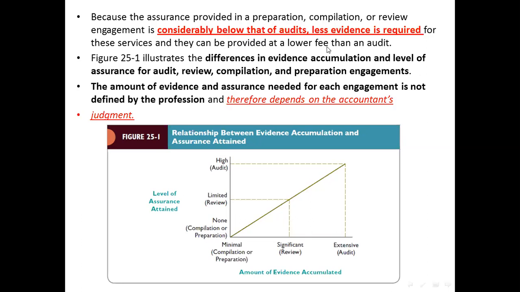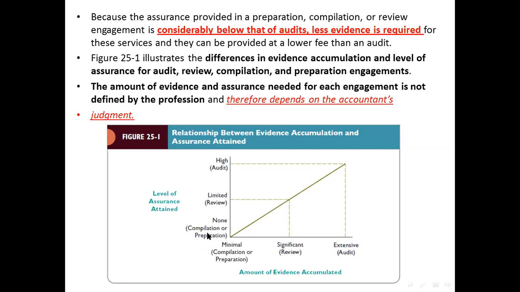Okay, so this evidence will be accumulated and evaluated, and it is required to conduct the review services. According to this graph, this graph presents the relationship between evidence accumulation and the assurance attained. The assurance attained is limited or reasonable, limited with positive or negative assurance. As you see, according to this graph, the vertical line contains the level of assurance attained.